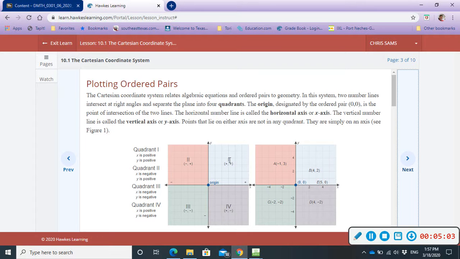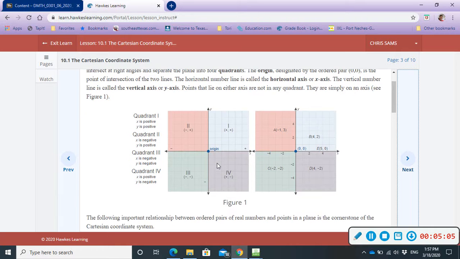Okay, so this is the Cartesian coordinate system. It's important to note the quadrants and when each of the coordinates is positive or negative. Starting from the upper right hand corner, you see a Roman numeral 1. That's the first quadrant, and it goes counterclockwise, so to the left and around. In quadrant 1, both coordinates are positive, and they show you an example here, positive 4, positive 2.